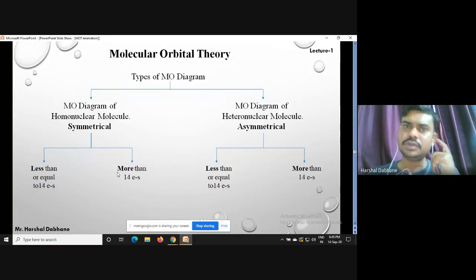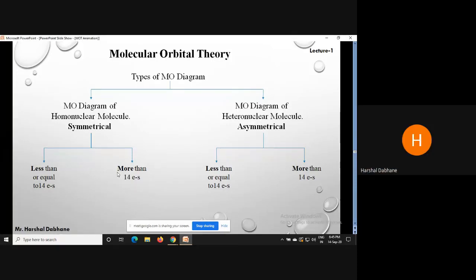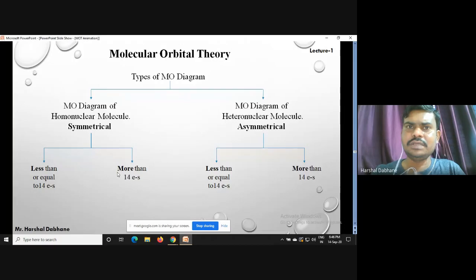When we consider the example of the N2 molecule, each nitrogen has 7 electrons. The atomic number of nitrogen is 7. So 7 plus 7 should be 14. When I talk about oxygen, one oxygen has 8 electrons. So for the O2 molecule, it should be 8 plus 8, 16 electrons.